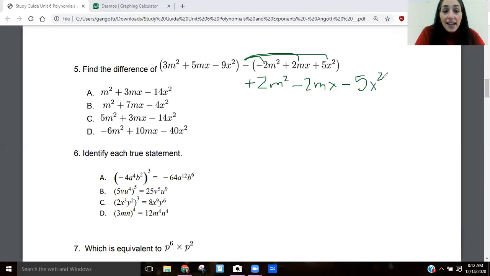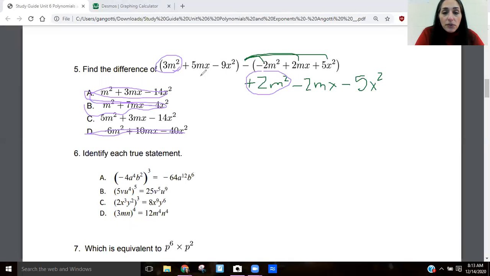Only combine things that have the same variable and the same exponent. So you've got a 3m squared and you have a positive 2m squared. So 3 plus 2 is 5. Well, that's going to get rid of B and A. And I guess D. Looks like it's going to be C.